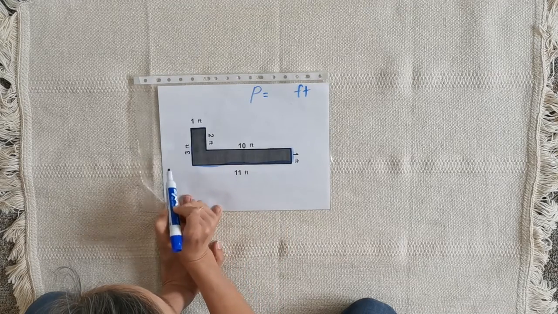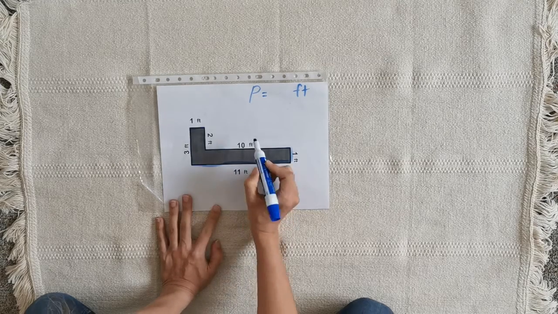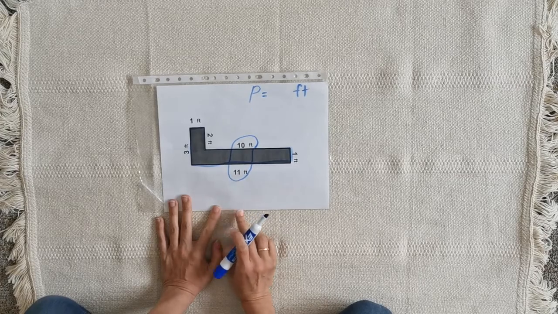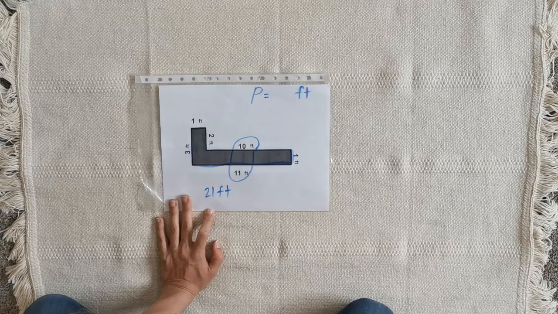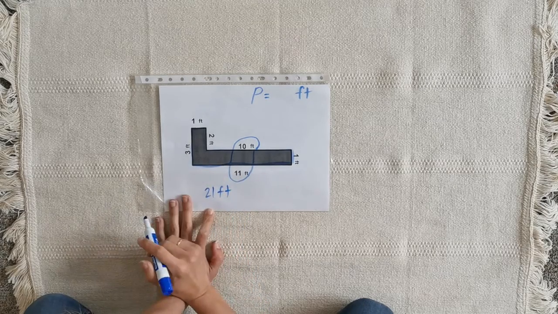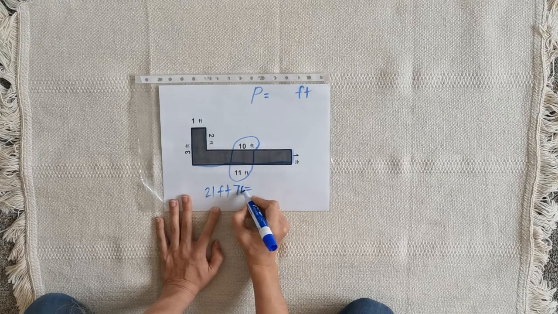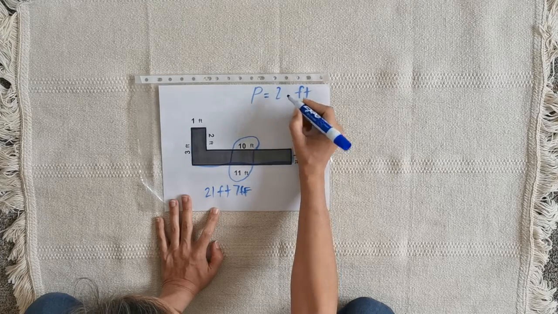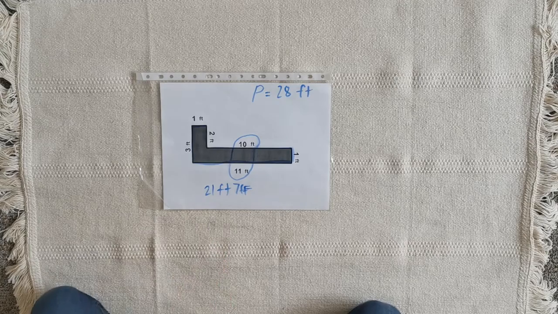1 plus 3. Let's see which one can be the best way. I'm going to do 10 feet and 11 feet makes 21 feet. And then I have 5 more and 2 more, that is 7 feet. So my perimeter is going to be 21 plus 7, 28 feet. Vale?